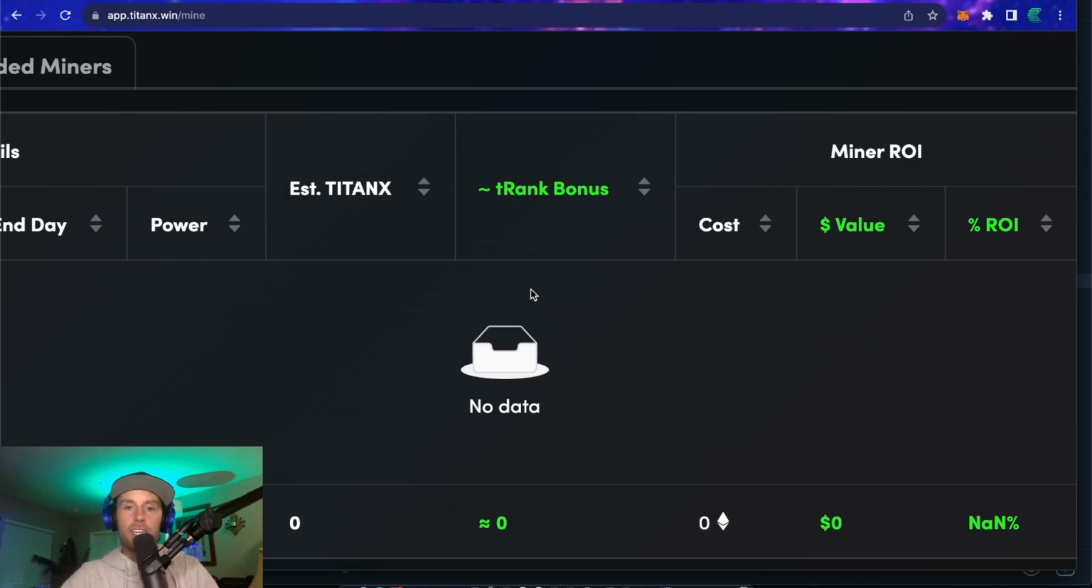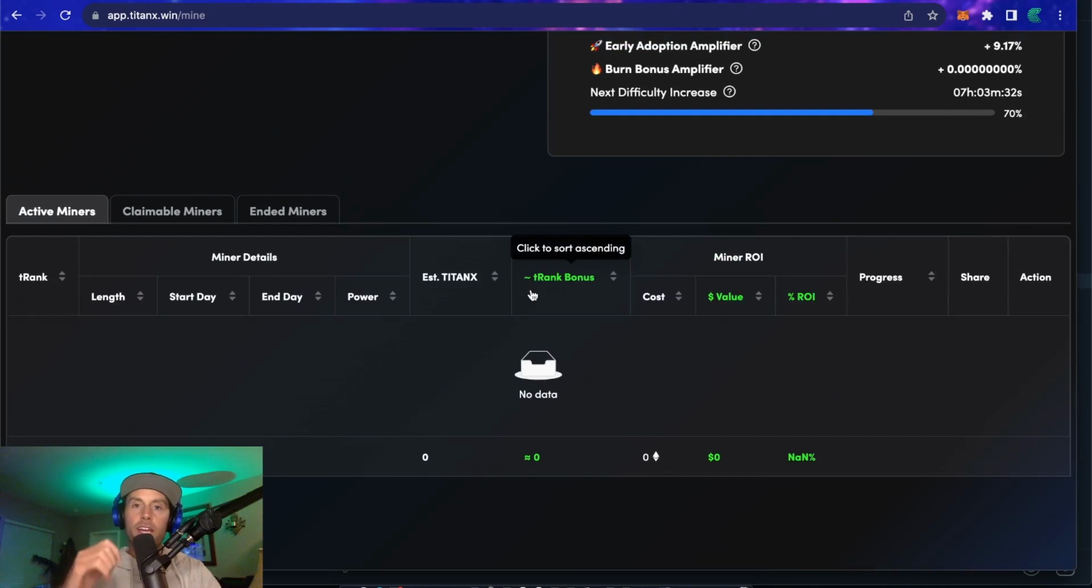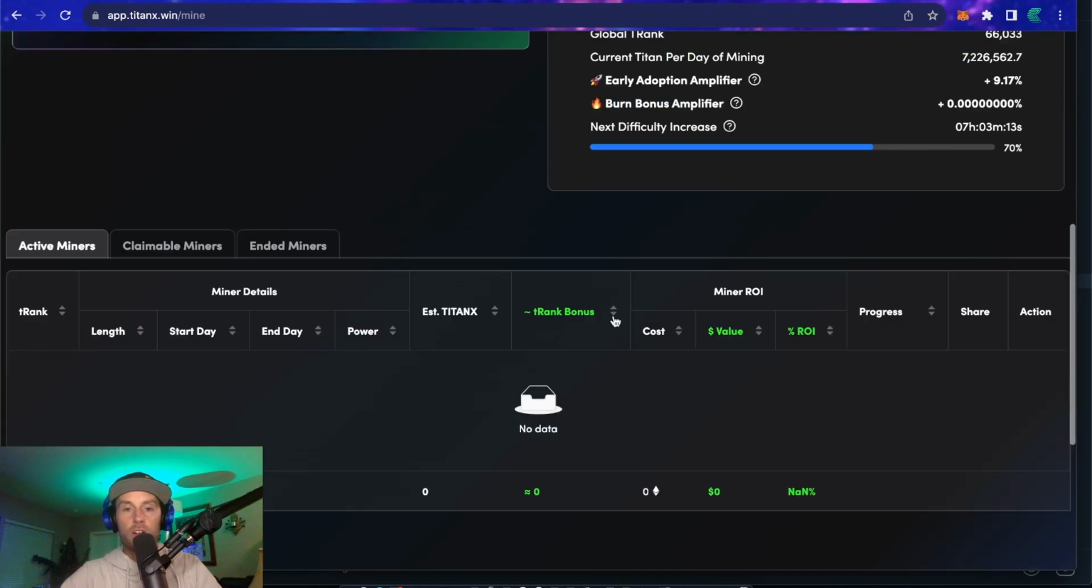What that means is that from the point where you create your miners, for anyone that comes in after you, depending on the power of their miner, like 1 to 100, you'll get a certain amount of bonus TitanX per person, per miner that comes in after you. And because we're still really early, we're only 30 days into this protocol, who knows? If this thing goes really, really well, you could see a lot of T rank bonuses coming in, and that could help your mineable TitanX numbers increase by a lot.